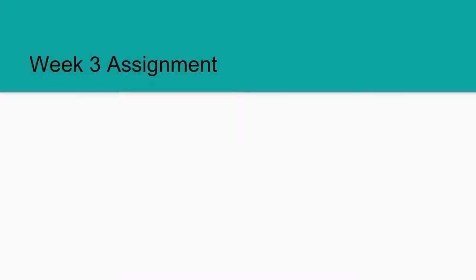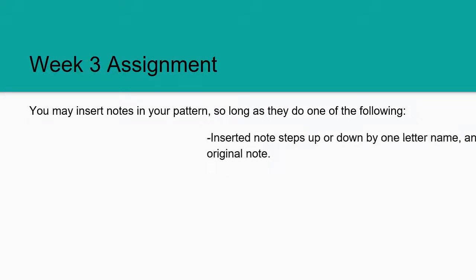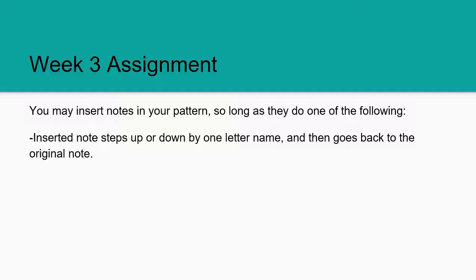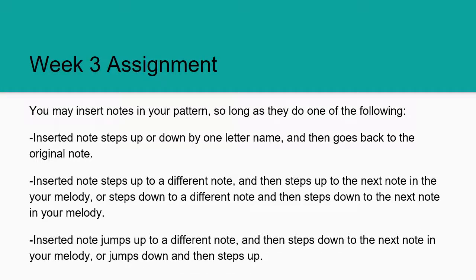In addition to repeating notes that didn't do so in your original melody, you can also add new notes as long as they do one of the following. You can add a new note that steps up and then back down, or steps down and then back up. You can add a new note that steps up and then up to the next note in your melody, or that steps down and then down again. Or you can jump to a different note and then step down, or jump down and then back up. We'll talk about how all of these work when I show you the example in just a second.